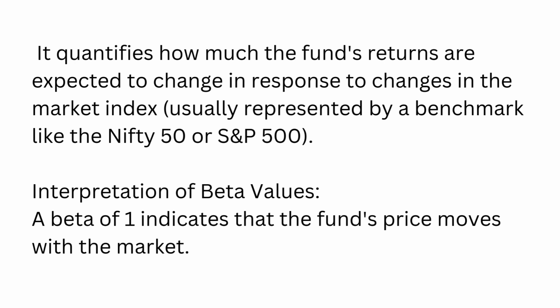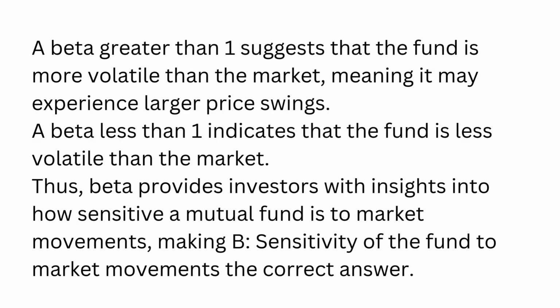Interpretation of beta values. A beta of 1 indicates that the fund's price moves with the market. A beta greater than 1 suggests that the fund is more volatile than the market, meaning it may experience larger price swings. A beta less than 1 indicates that the fund is less volatile than the market. Thus, beta provides investors with insights into how sensitive a mutual fund is to market movements, making B, sensitivity of the fund to market movements, the correct answer.